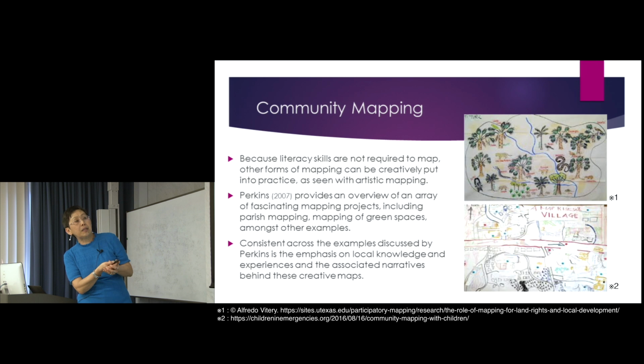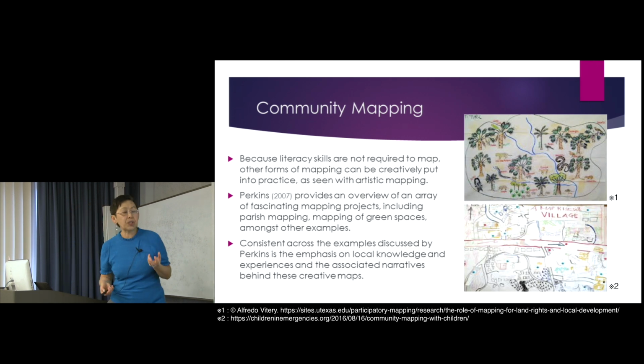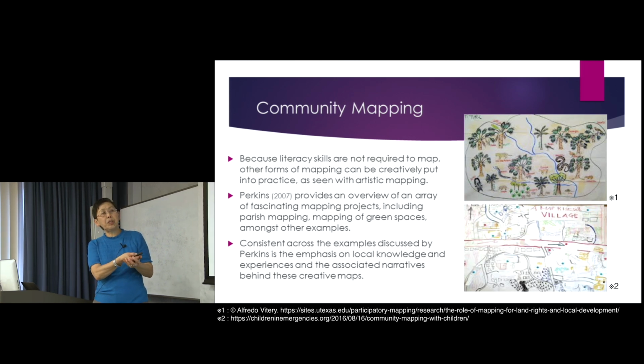Other things that they can use are artistic mapping, just pictures. Some are quite simple, some are more elaborate. Here is the research by Perkins. Perkins used mapping in his mapping project. It includes parish mapping of green spaces, among other things. So these are the things that people can do. You can see that local knowledge, local needs and concerns can be captured in community mapping. So get people to draw and then get people to provide the story. So dialogue follows.